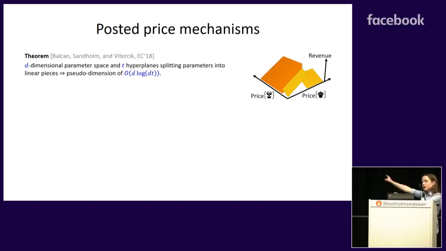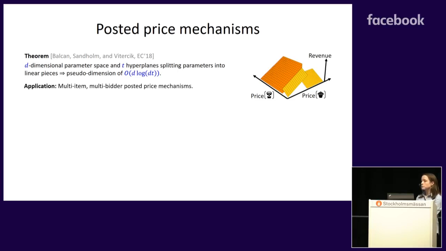And just to remind you, what this general theorem is basically saying, in summary, is that if our parameter space is d-dimensional, so if our mechanisms are defined by some d parameters, and if there are t hyperplanes splitting this parameter space into regions where profit or revenue is linear, then our pseudo-dimension is basically d log dt. Okay, so let's remember what posted price mechanisms are.